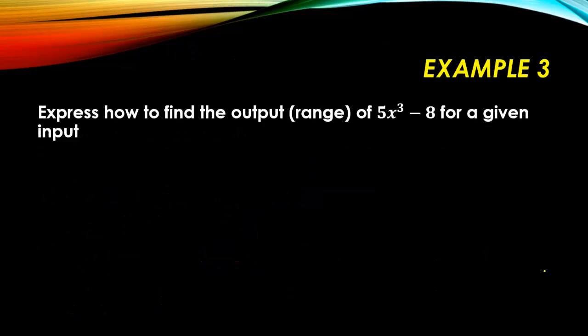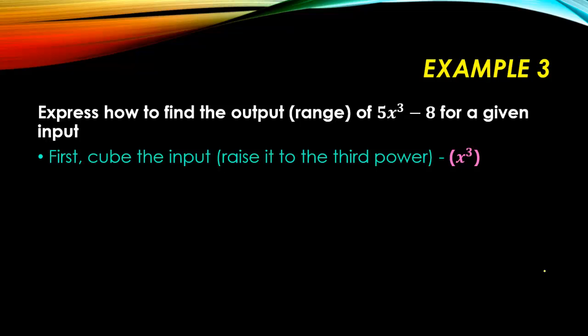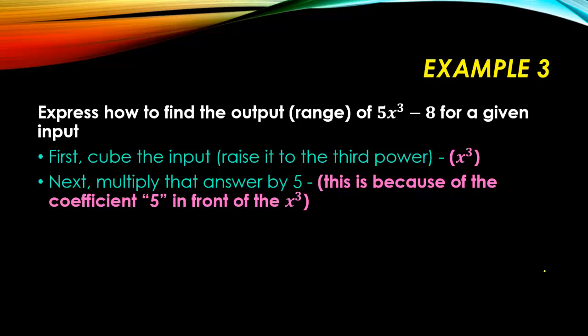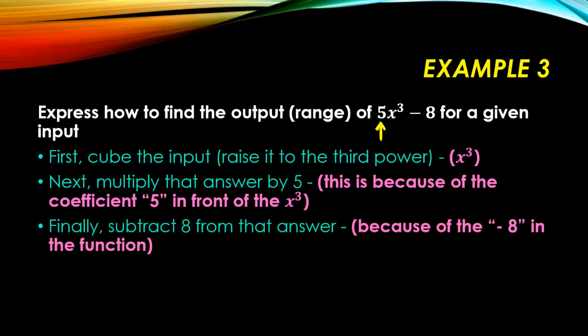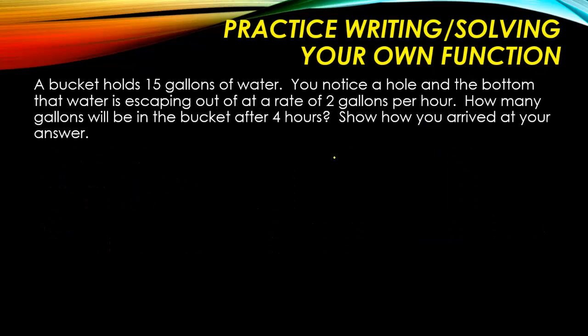Okay, next example, express how to find the output of 5x cubed minus 8 for a given input. So first things first, what would you do? You'd take your input or your x value and you would cube it or raise it to the third power, however you want to look at it. Next, you would multiply that answer by 5 because of the 5 in front of that x cubed. And then you would subtract 8 from that answer because that's what I'm doing here, right? So subtracting 8, and that's it.